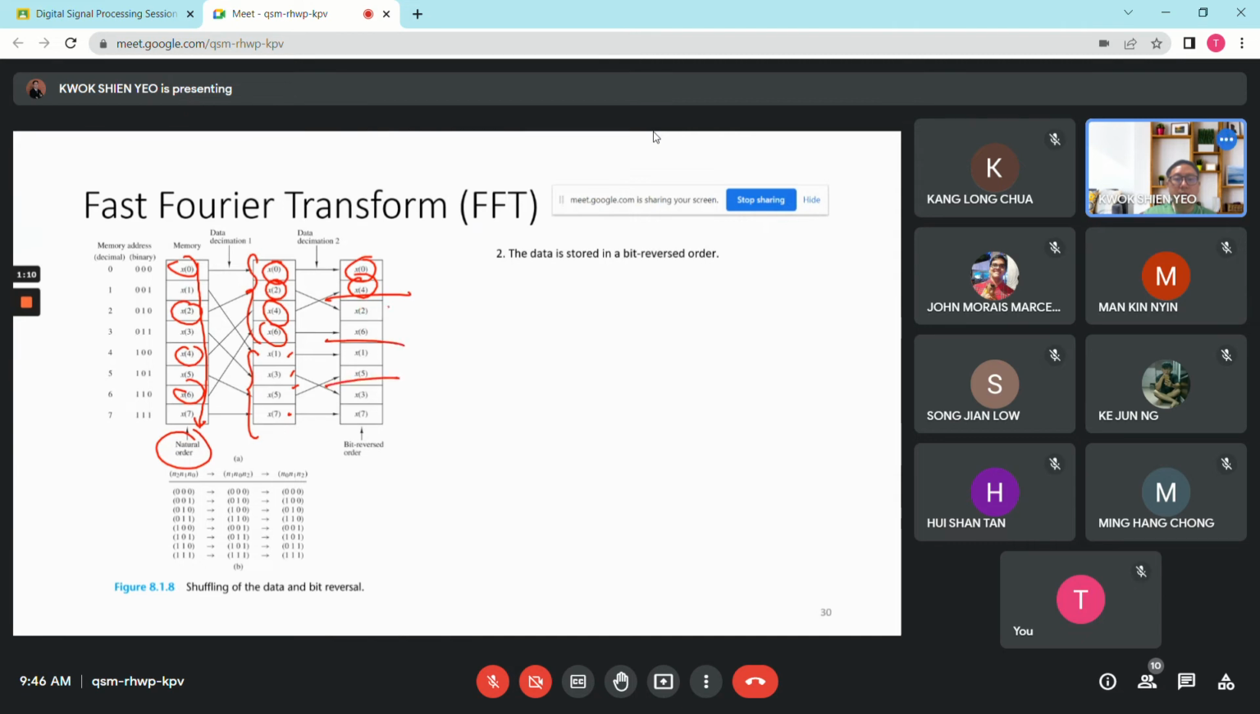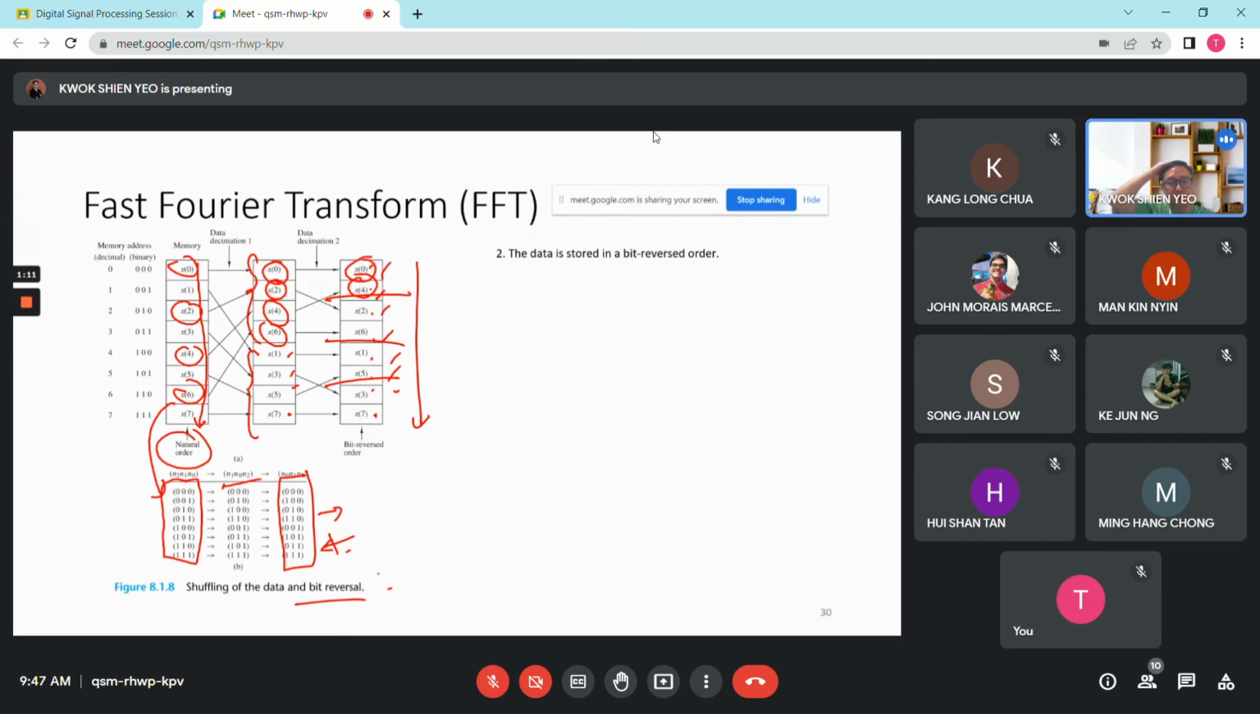So this is exactly the process that I showed you when I sketched the butterfly structure. If you look at here, how to get 0, 4, 2, 6, 1, 5, 3, 7, you can use the bit reversal method. This is the natural order binary bits from here. Then you reverse it, then you write down the decimal value, then you will get 0, 4, 2, 6, 1, 5, 3, 7 from here.